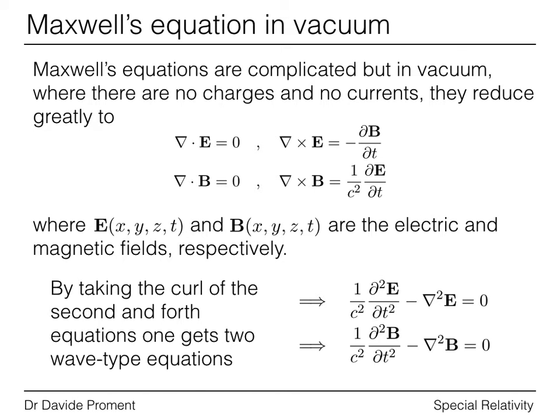For simplicity, we considered Maxwell's equations in the vacuum. That is, when assuming no charges and no currents, the equations can be manipulated in order to show that both the electric field E and the magnetic field B propagate according to the linear wave equation.